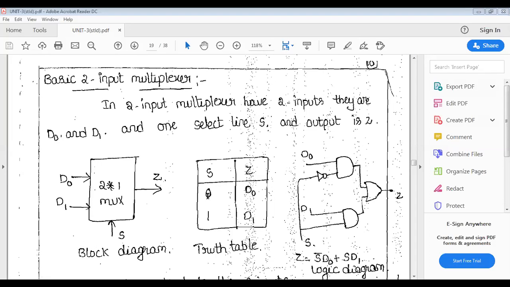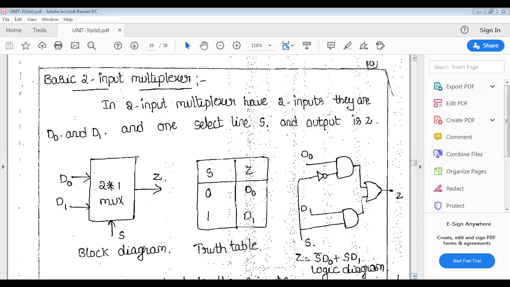So when I select S equal to 0, whatever data D0 has will appear at the output Z. And when I select S equal to 1, whatever data is in the input D1 will get to the output Z.